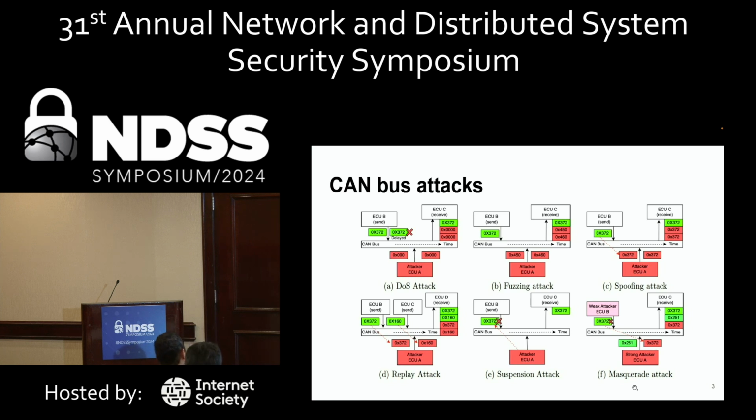Suspension attacks involve compromising an ECU, preventing it from transmitting messages for a specific duration. On the other hand, in a masquerade attack, the attacker suspends an ECU and then utilizes a strongly compromised ECU to transmit malicious frames with the same ID and frequency.